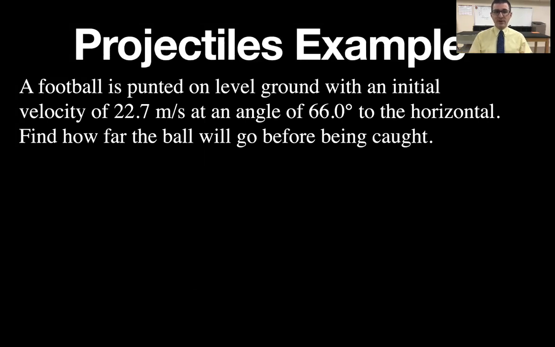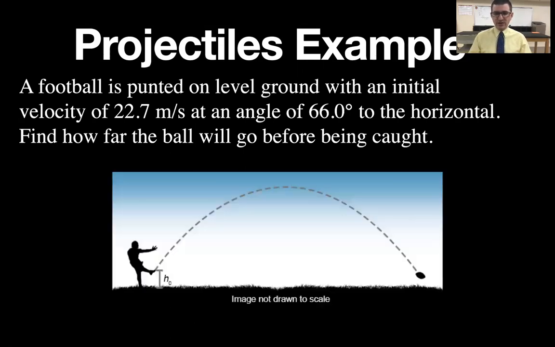If a football is punted on level ground with an initial velocity at a particular angle, how far will the ball go before being caught? The first thing we're always going to want to do, with pretty much any problem, is sketch a quick little picture to help us visualize what it's talking about. So there's a quick little football player. Here you see I've given it an initial height, but it does say it's on level ground. So we're going to say, hopefully, that it's being caught at the same height that it's being kicked. Otherwise, this problem is going to be impossible to solve.